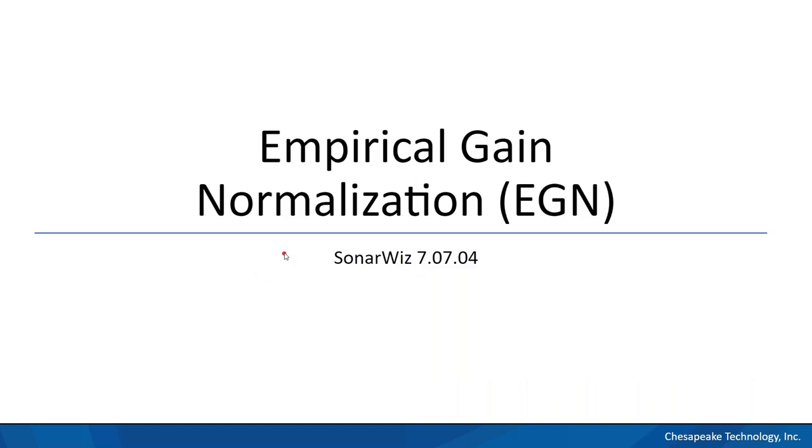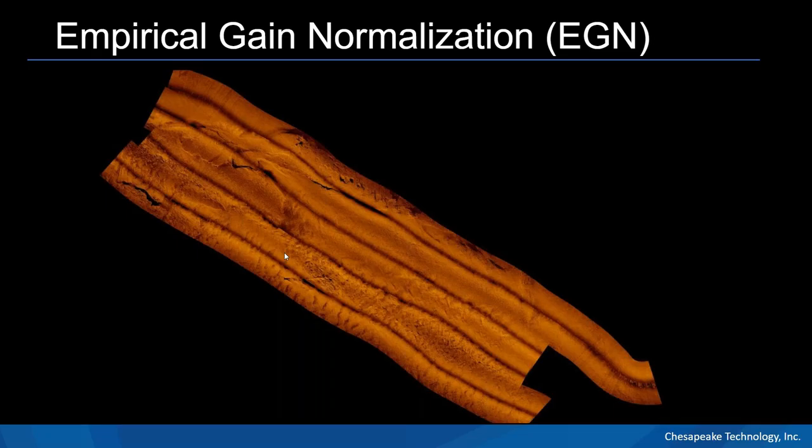So let's talk about empirical gain normalization. Now, when you plot sidescan data, here I've got four track lines laid on top of each other. What we usually want to do in the areas where they overlap is average the values together. And the reason that you average them is you don't want to see artifacts between the two different data sets. There's an edge here at the far side. There's an edge here. We don't want to see that.